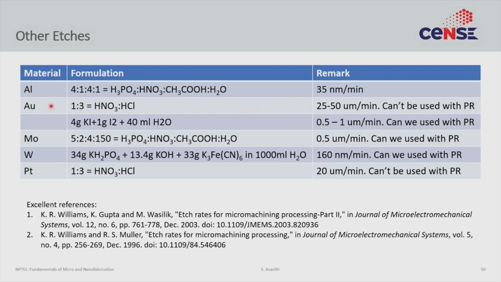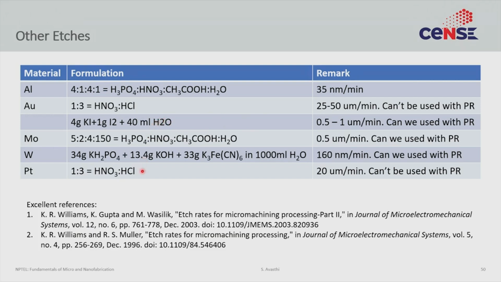Gold becomes a little more tricky. Gold is a noble metal, so it doesn't etch with most etchants. You can of course use aqua regia, but the problem with these very strong etchants like aqua regia is that you cannot use them with photoresist. So that becomes a challenge. Thankfully, there are some iodine-based gold etchants that actually can be used with the photoresist. So if you have to pattern gold, maybe you have to use this.